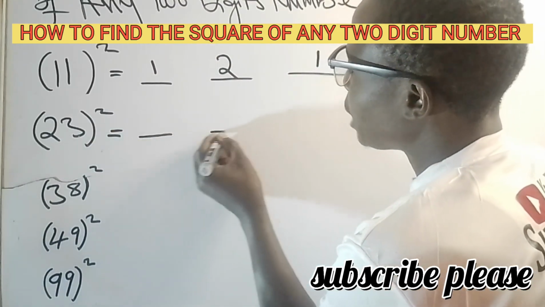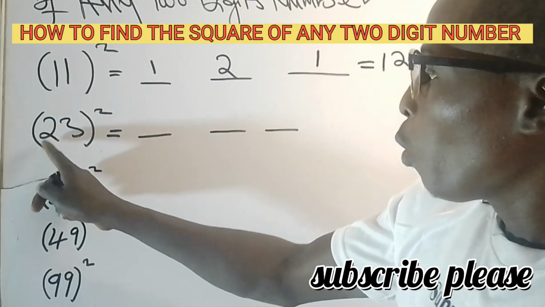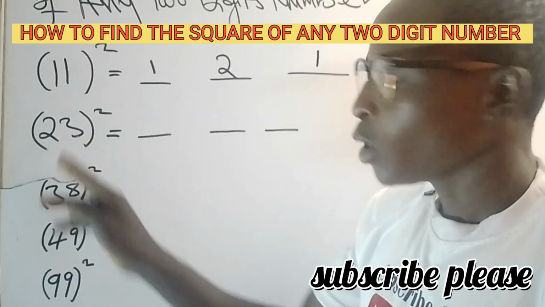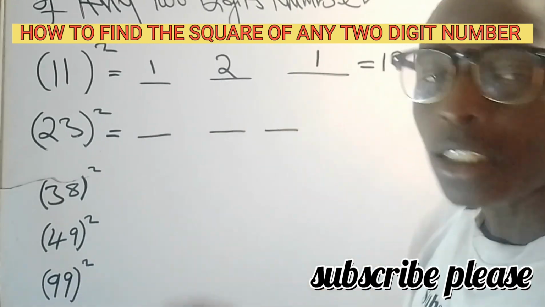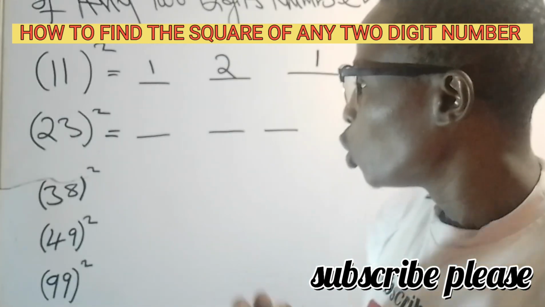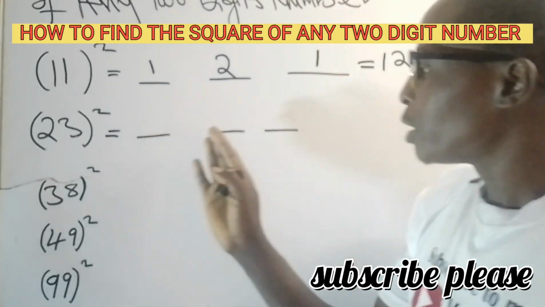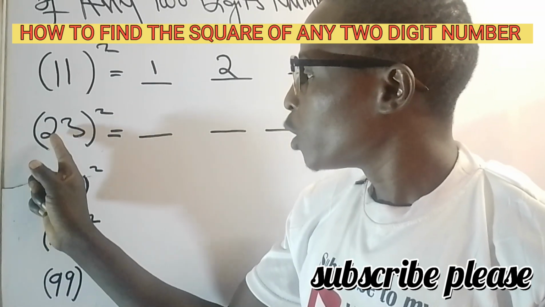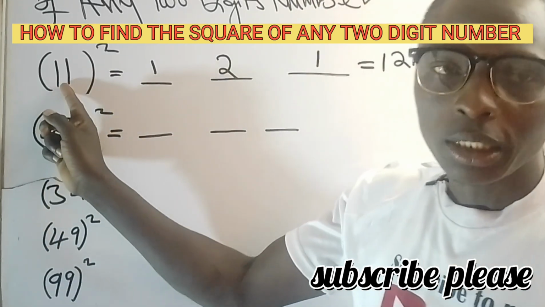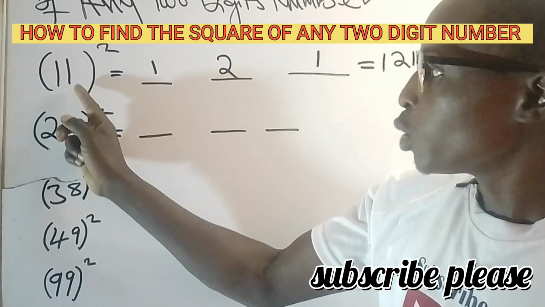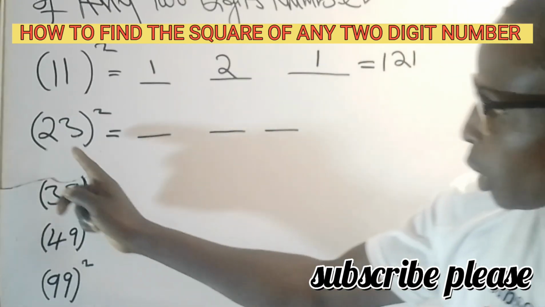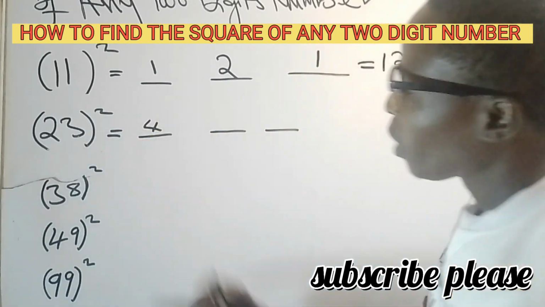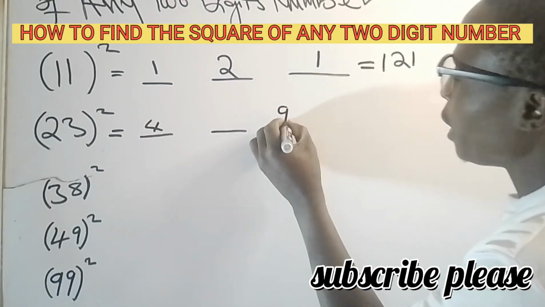Let's go to the second example, 23 squared. We are going to use the same thing. We divide the number into 2, the first and the second number, and we divide the answer into 3 segments: the first, the second, and the third segment. The square of the first number 2 is 4, and the square of 3 is 9.